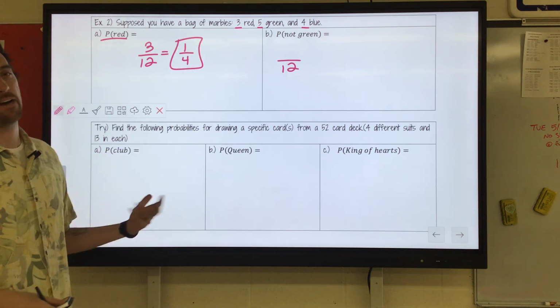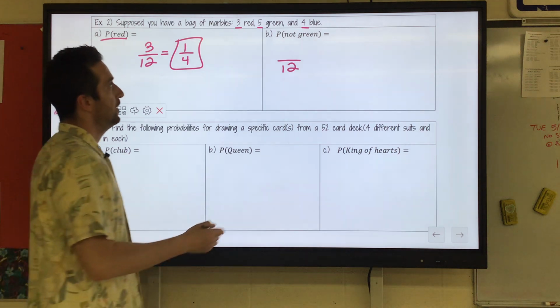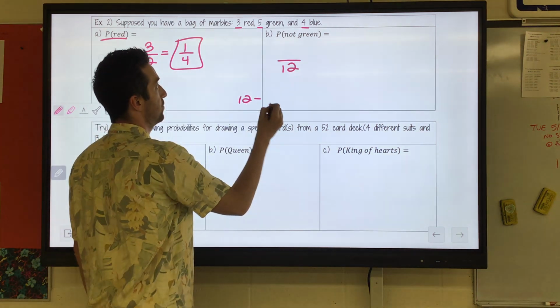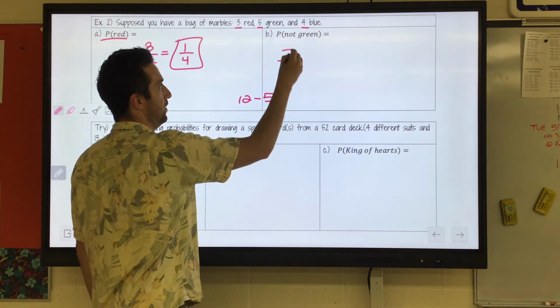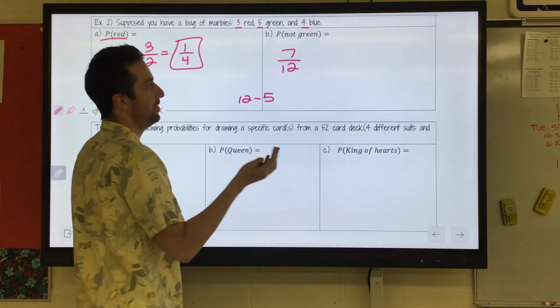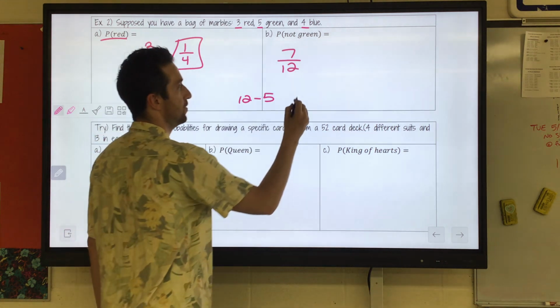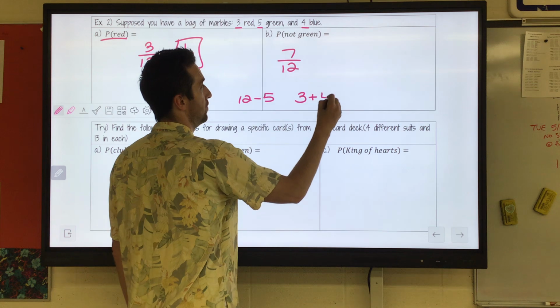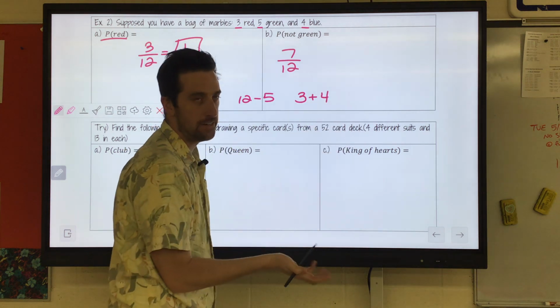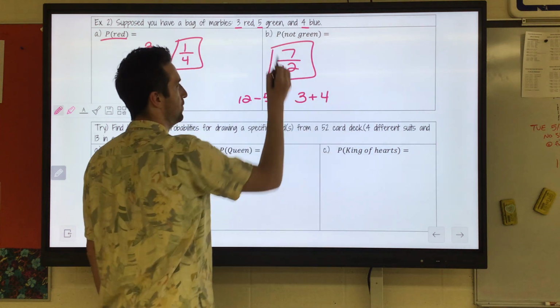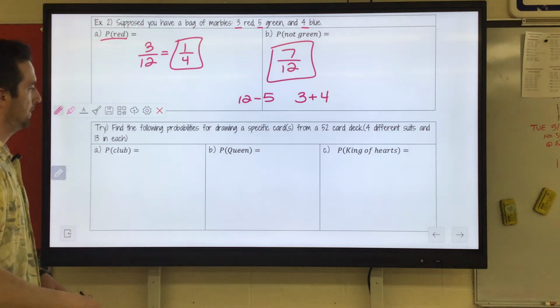How many of them are not green? So a couple ways you could do it. You could do 12 minus the green, which is 5. That would give you 7. Or you can add anything that's not green, which is the 3 red plus the 4 blue. That would also give you 7. And you can't simplify 7/12, so that would be your final answer.